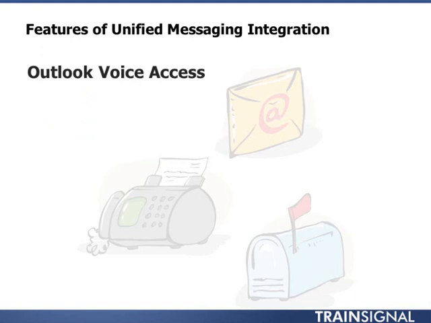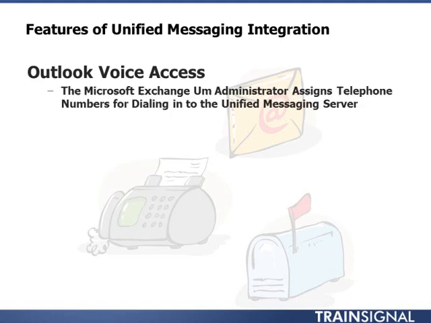Let's take a closer look at Outlook Voice Access. Outlook Voice Access used to be called Subscriber Access. In order to use this feature, the Microsoft Exchange administrator, the UM administrator, would go in and assign telephone numbers for dialing into the unified messaging server. If a user dials into the Subscriber Access line using Outlook Voice Access, it allows them to gain access to their inbox, their email, their calendar, also their contact information and the global address list. It allows a user coming in through the phone system to be able to use a lot of the features of Microsoft Exchange.